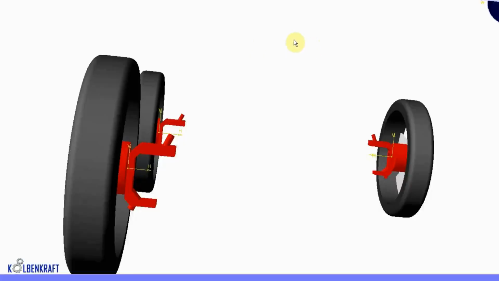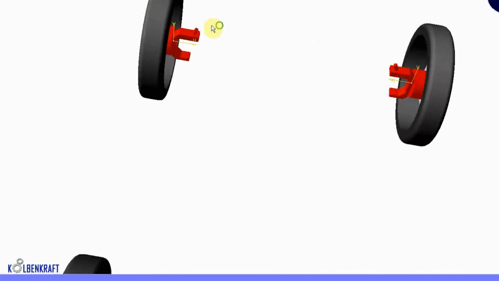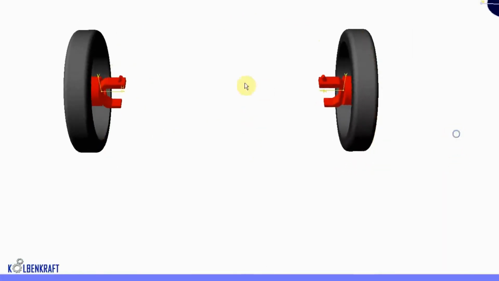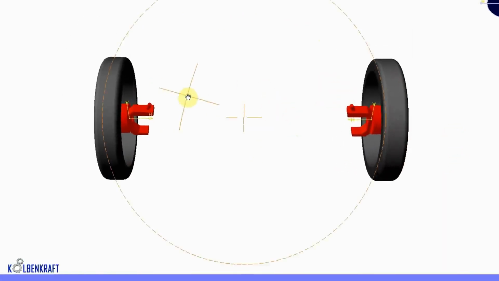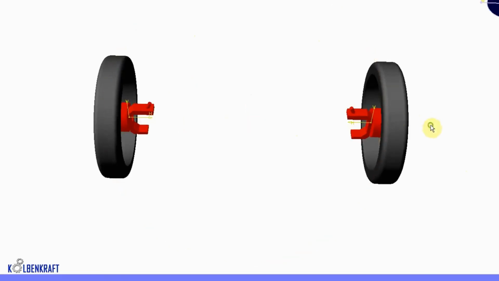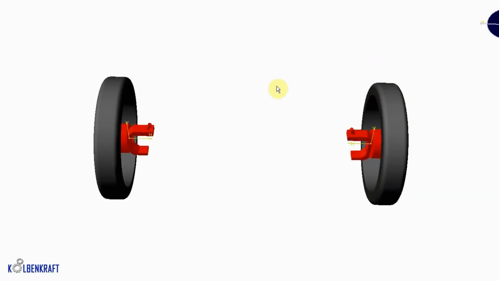So let us understand the effect of negative scrub radius first. Let me clear that negative scrub radius has more advantage than the positive one when it comes to vehicle dynamics. So like I said, we have negative scrub radius over here, that is the point of intersection and the knuckle joint are lying on the opposite sides of this center line of the tire.